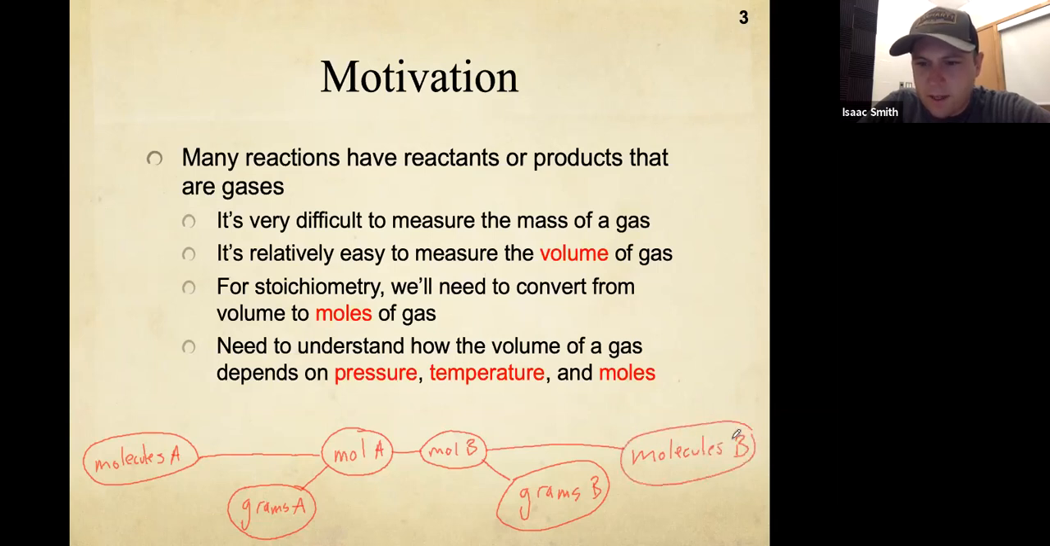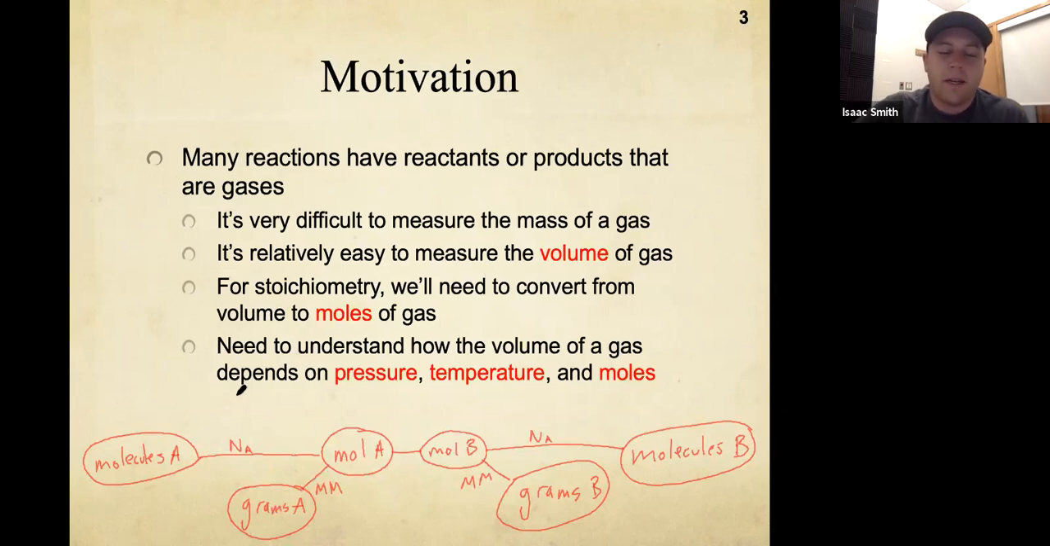All right. Okay, so just as a review here, molecules to moles would be using Avogadro's number. From grams to moles, that'd be the molar mass, and that's true on both sides. And we have Avogadro's number. Okay, but when we're dealing with gases, it's very hard to measure out molecules of a gas. It's hard to measure out molecules of anything. But it's also very hard to measure the mass of a gas.